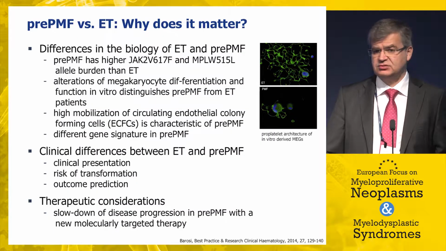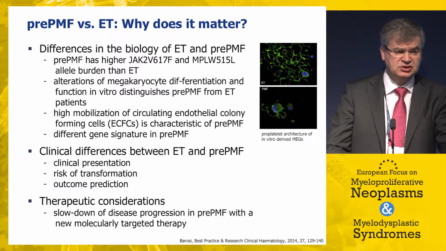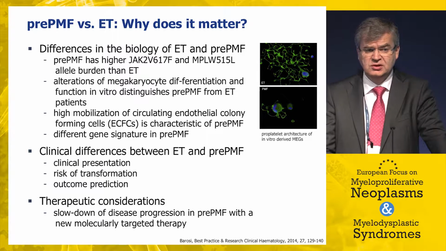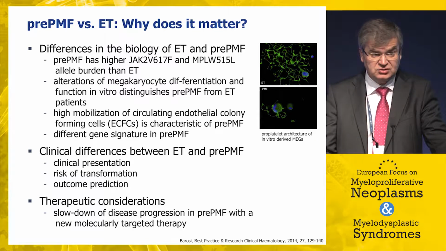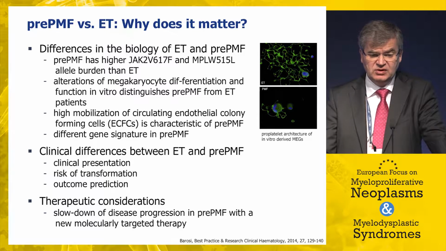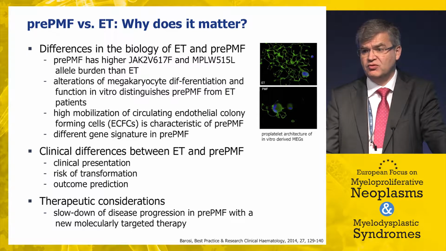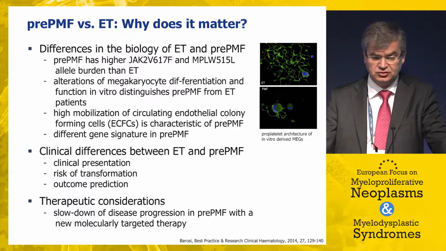So why does it matter to differentiate ET from prePMF? First of all, we have difference in biology. It's related to the mutation load. It's related to the atypical megakaryocytes that make alteration of function differentiation. We see different amount of circulating progenitors, and we have also now new data on gene profiles which are different between prePMF and essential thrombocythemia.